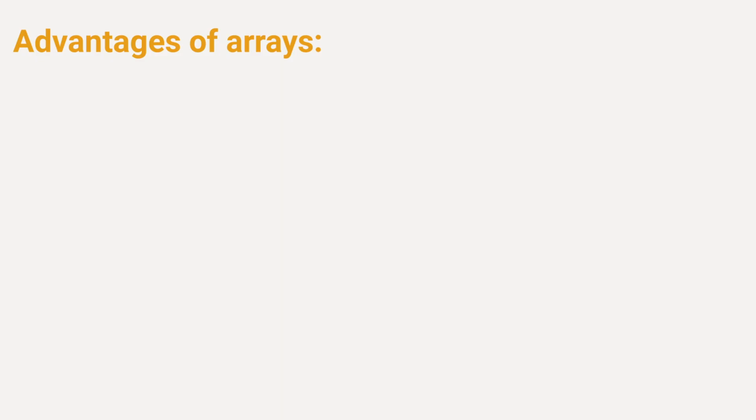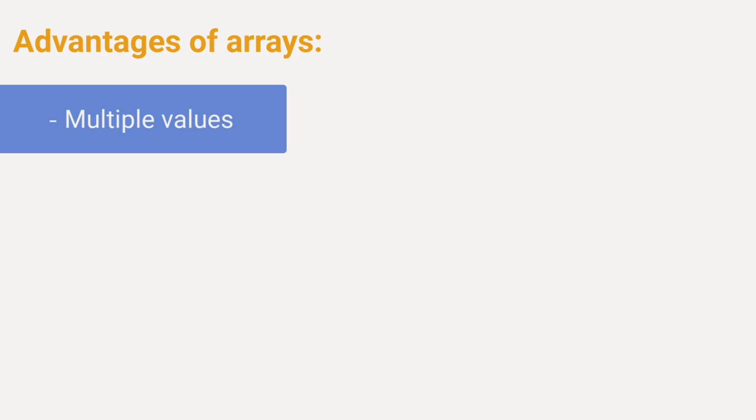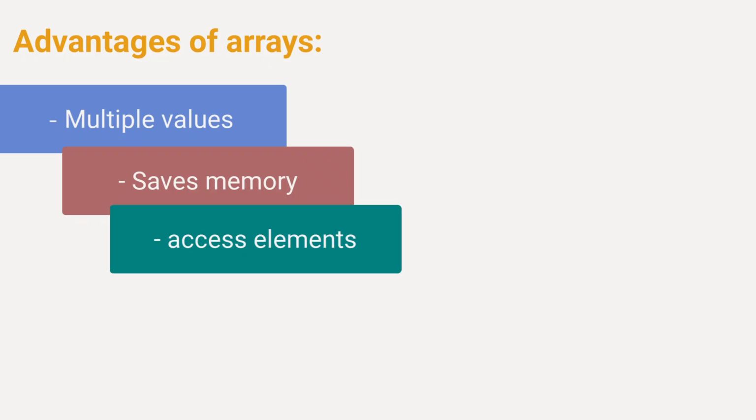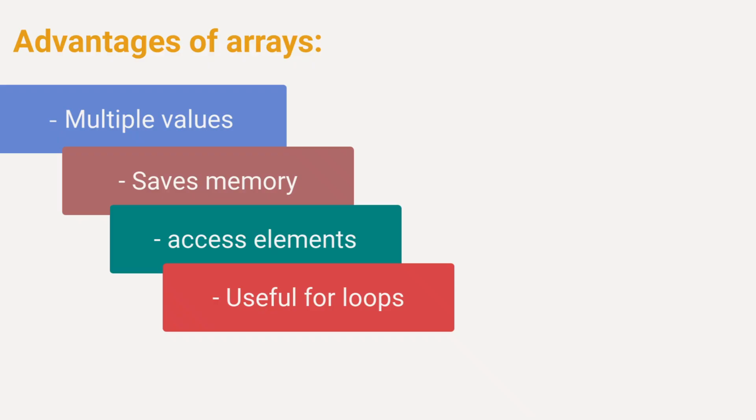There are many advantages of arrays, like easy to manage multiple values of the same type, saves memory instead of many separate variables, easy to access elements using index, useful for loops and bulk operations like sorting, searching, etc.